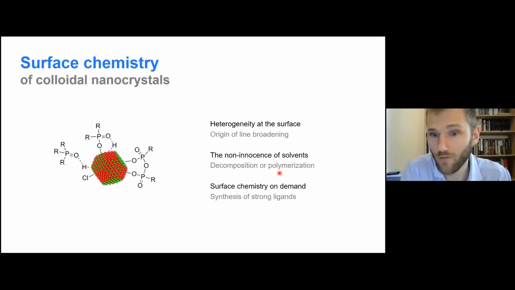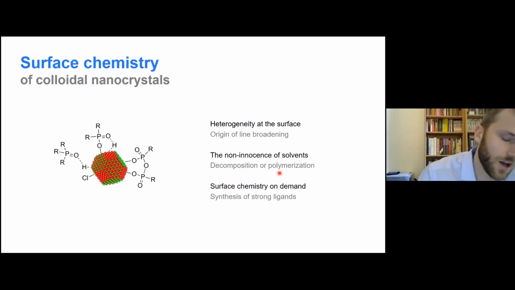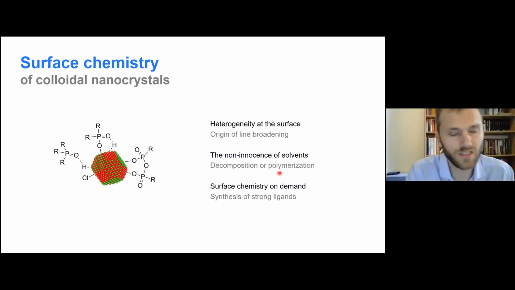And then we're ready for the second part of the talk, which is the non-innocence of solvents. And I just want to reach out to you students that have not forgotten how it is to be in the lab and to try to take a TEM of your nanocrystals. It's very hard in the sense that you have to clean your nanocrystals really well, because otherwise if you go to the TEM, you get a lot of burning.